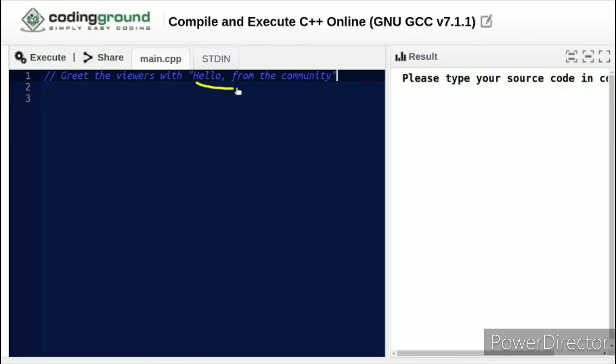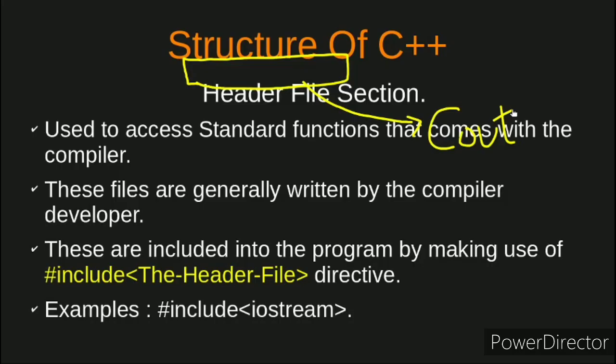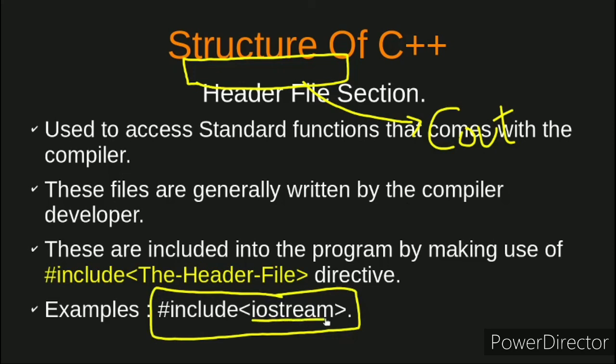Now, since the job of this program is to print the message "Hello" from the community onto our monitor, we need to make use of our cout function. And as we have already learned, our cout function comes inside our iostream header file. So let us include the iostream header file into our program.